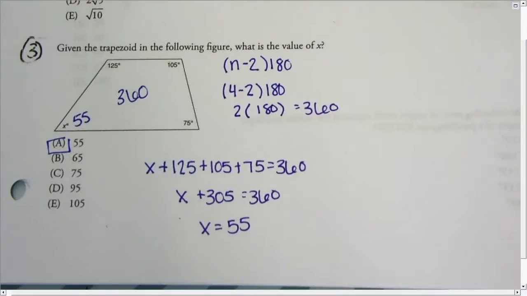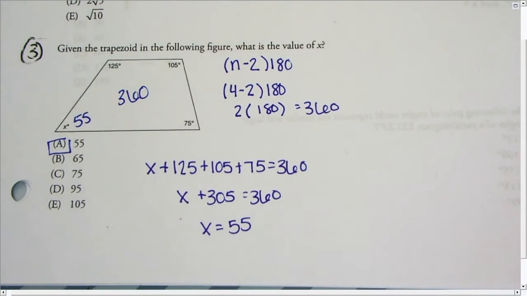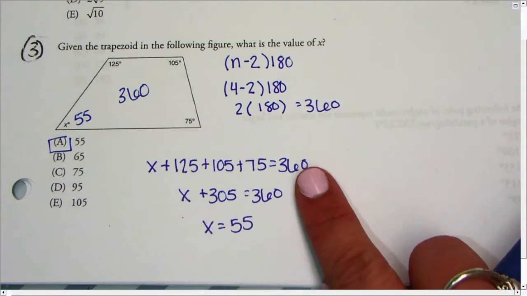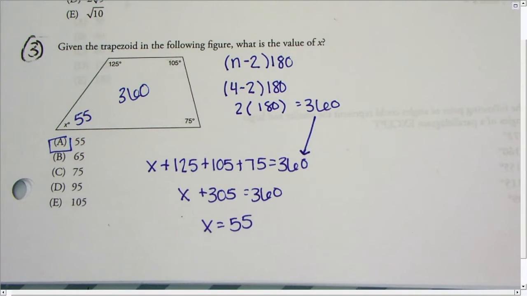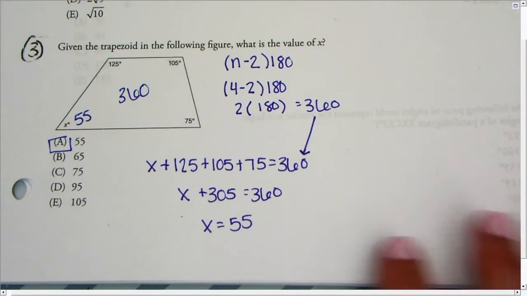Oh, I'm so sorry. I just realized you can't see any of that. So on this one, any 4-sided figure will always add up to 360 degrees, which is how we get this value here. You can do the n minus 2 times 180, the polygon angle sum formula, or you can just utilize your knowledge that all 4-sided figures will always add up to 360.